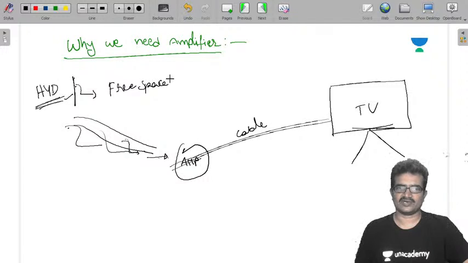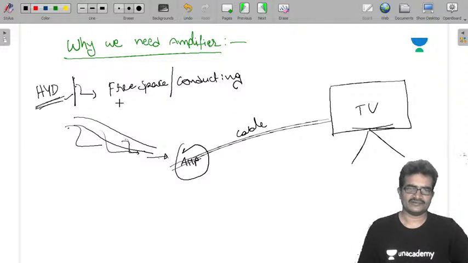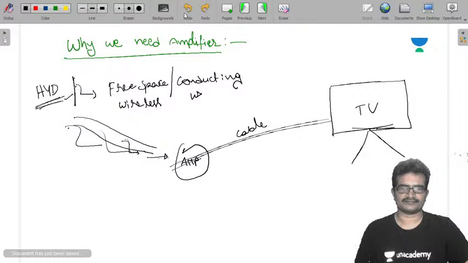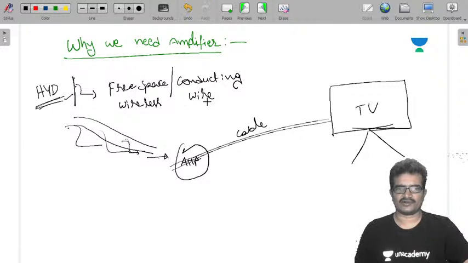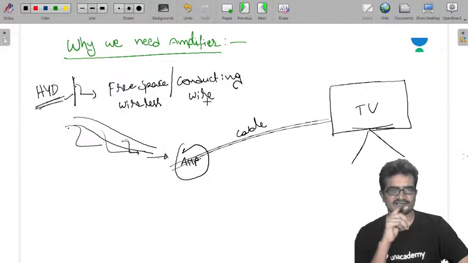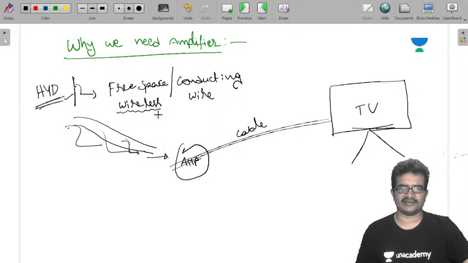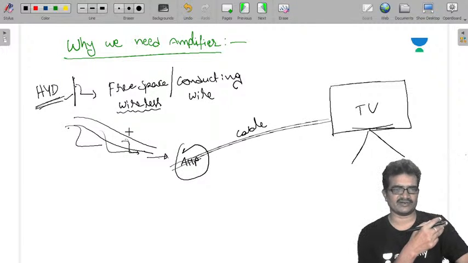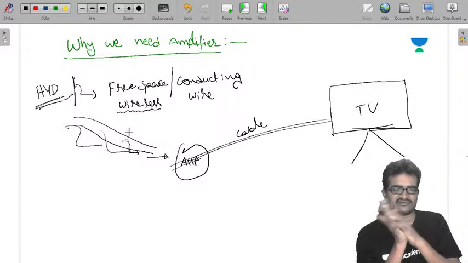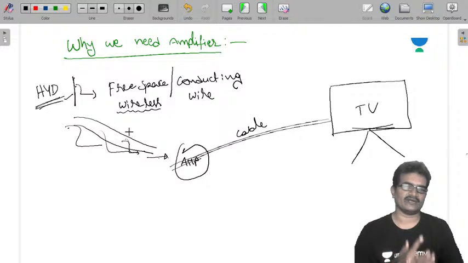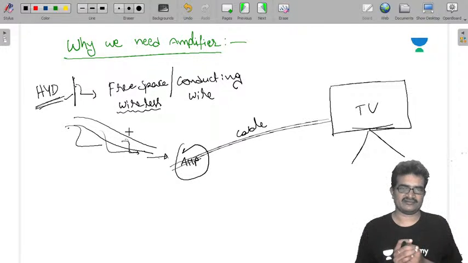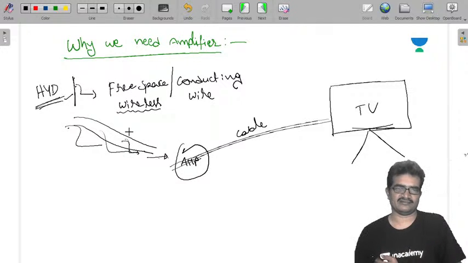That medium is either free space or a conducting medium. That means wireless or wire. So this is wireless, this is a wire. Your signal is traveling through this, and in free space your signal is attenuated by trees, buildings, earth, that means the different things present outside. Due to this attenuation, your signal strength decreases. To view your signal properly, your signal has to be strengthened. Your signal is weak and some noise is added into your signal. You need to remove that noise.